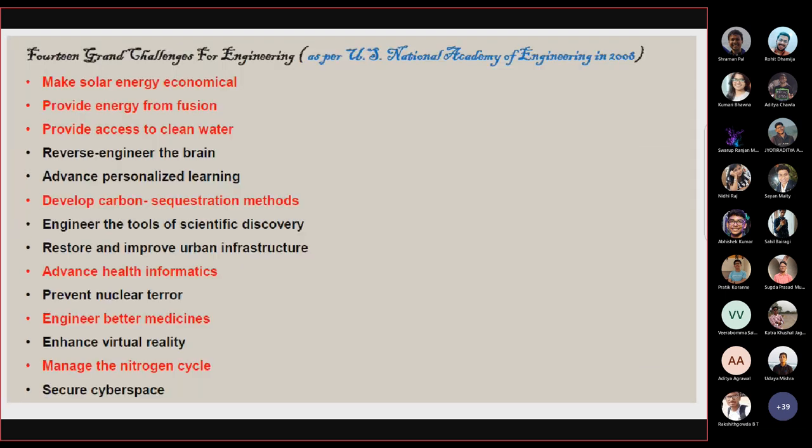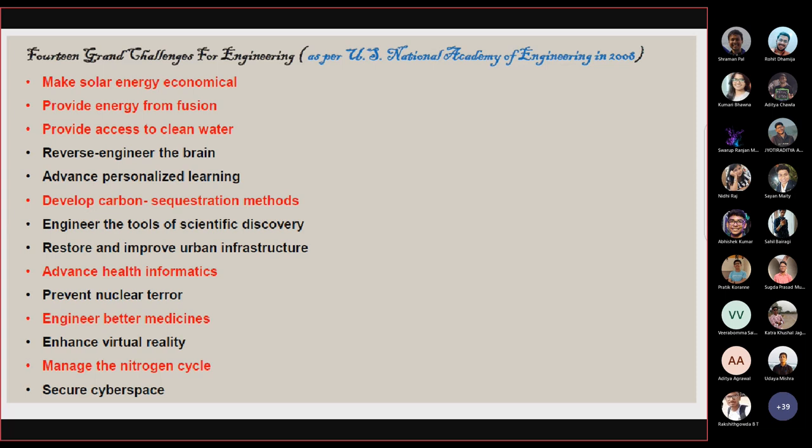Now, the US National Academy of Engineering has announced 14 grand challenges for engineering. Although announced more than 10 years ago, these are still the major challenges. These are the 14 grand challenges for engineering. Whatever is highlighted in red color is directly related to chemical engineering.